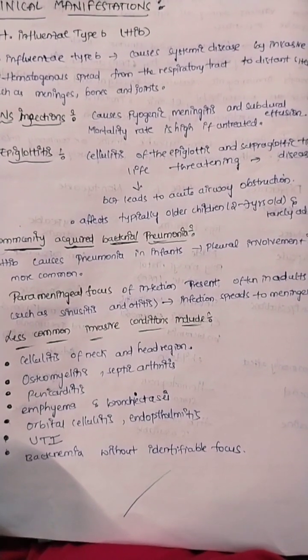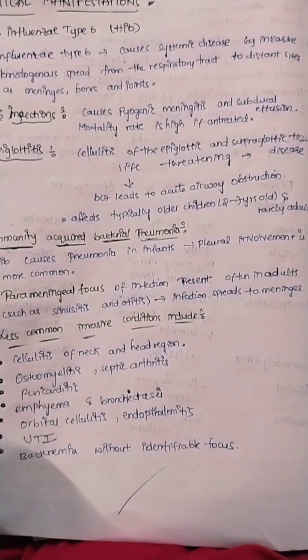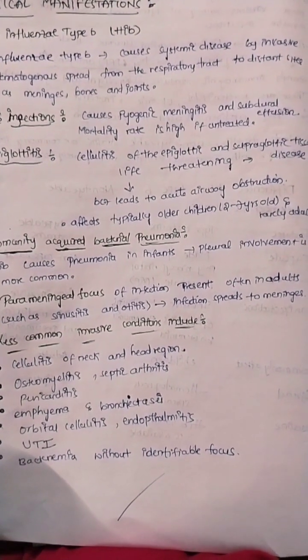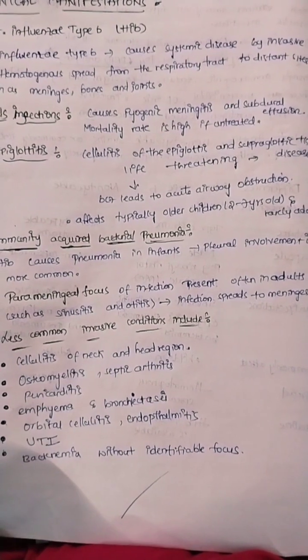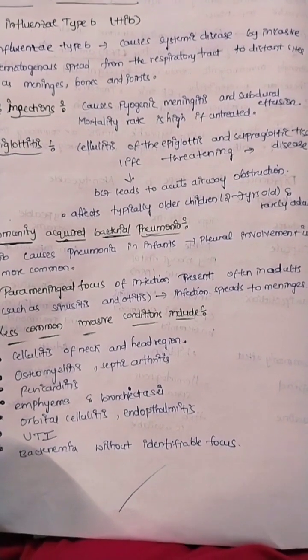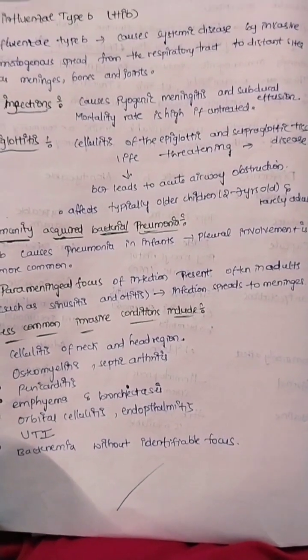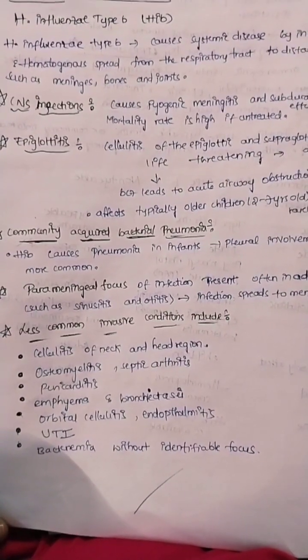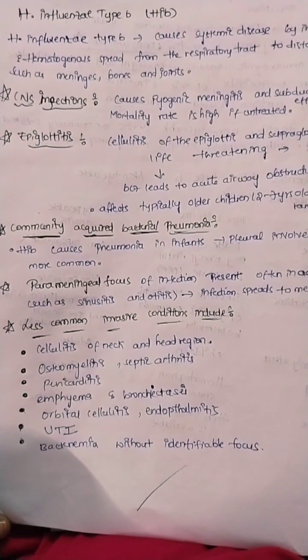Okay, we can rule out infants and old children aged 2 to 7 years if they are infected and present with meningitis or epiglottitis. Okay, community acquired bacterial pneumonia.